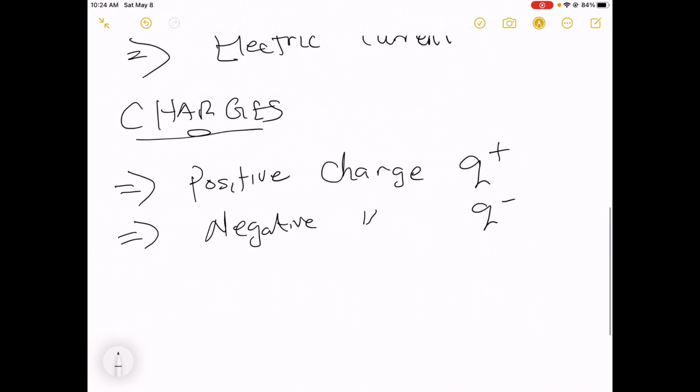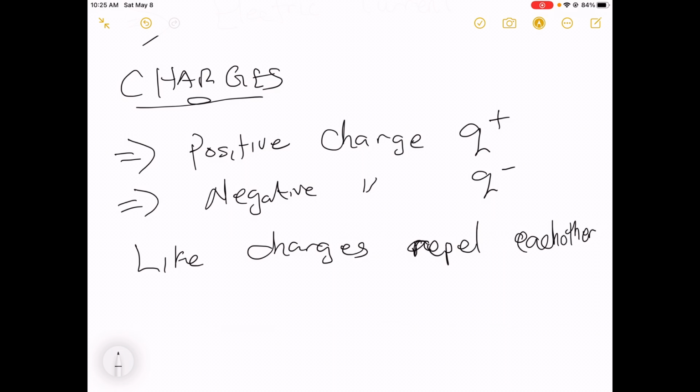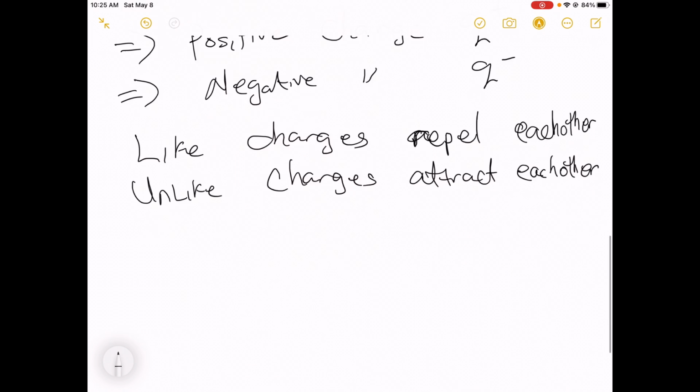Now, there's a rule that governs this. Like charges repel each other. Sorry, like charges repel each other. Then unlike charges attract each other. Now, let me explain what this means.